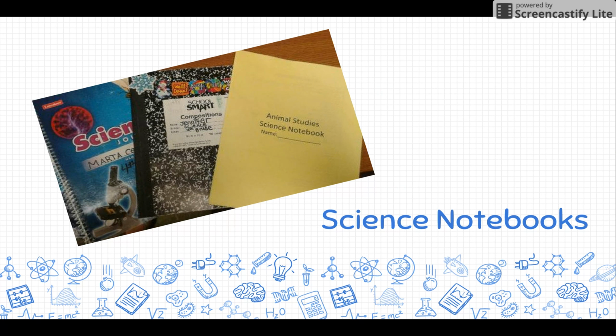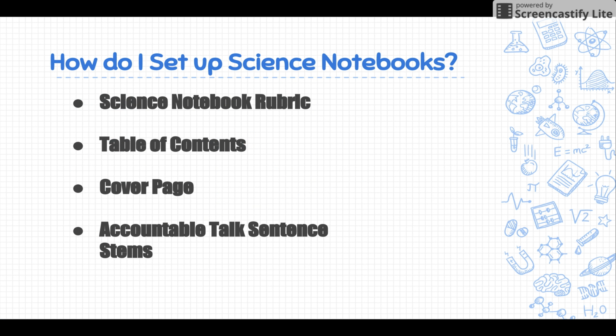Science notebooks. How do I set up science notebooks? Why are science notebooks important? Well, they serve as a record of the students' learning over the course of the year. It's a lot less photocopying for the teacher. And, well, real scientists use notebooks every day to keep track of their thinking and record data. So giving this experience to students in the classroom is so important.